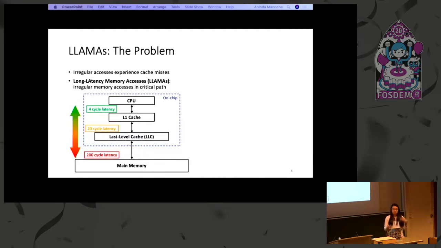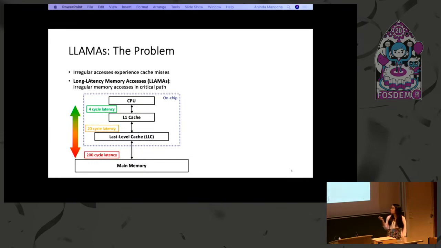And so if you recall, in the kernel template, the update neighbors function that performed the irregular memory accesses was inside a nested loop, and so it occurred very frequently. And so we define irregular memory accesses that occur frequently as LAMAs. This is our acronym for them.